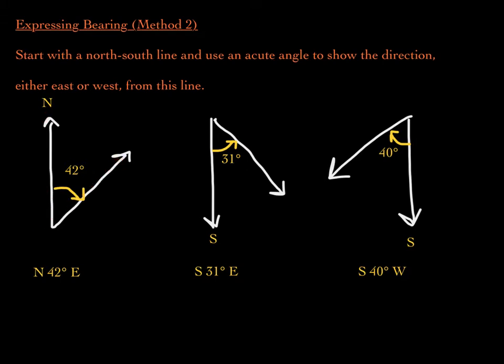This one said start with a due south. Start with a south line. So we started with our south line, right? That's what that says. Start with your south line and then go 31 degrees east from there. So this is an acute angle opening 31 degrees east. So the east or west is telling you the direction in which you are to open. Start with a due south line, so we did, and then it says 40 degrees west from that line. So this is the second method for expressing bearing.